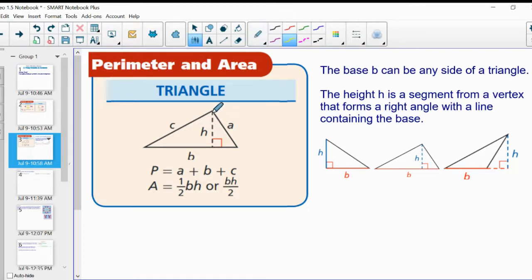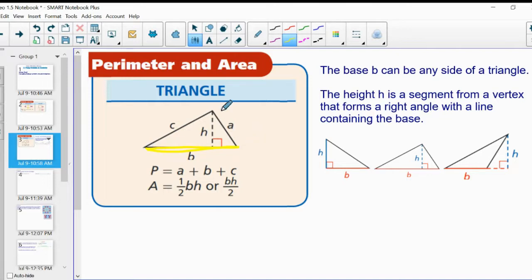Notice the height here. This is the segment from a vertex, one of the vertices of the triangle, going down to the base, which is any side of the triangle, forming a right angle. Okay, so the base can be any side. So in this particular triangle, I'll go through that again here. The base here is that bottom side labeled B.